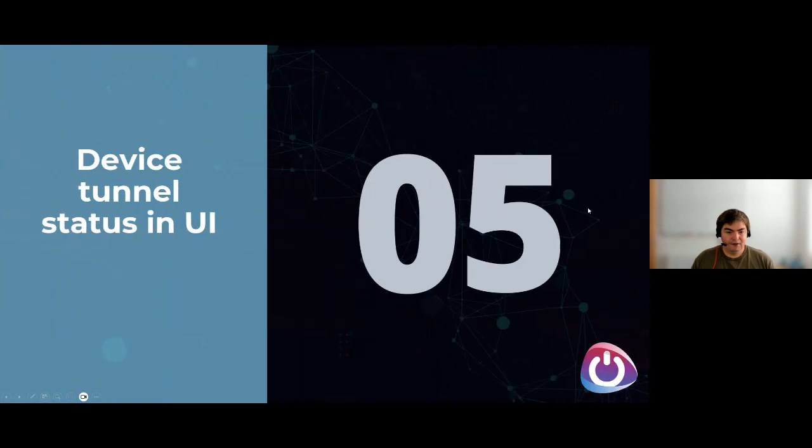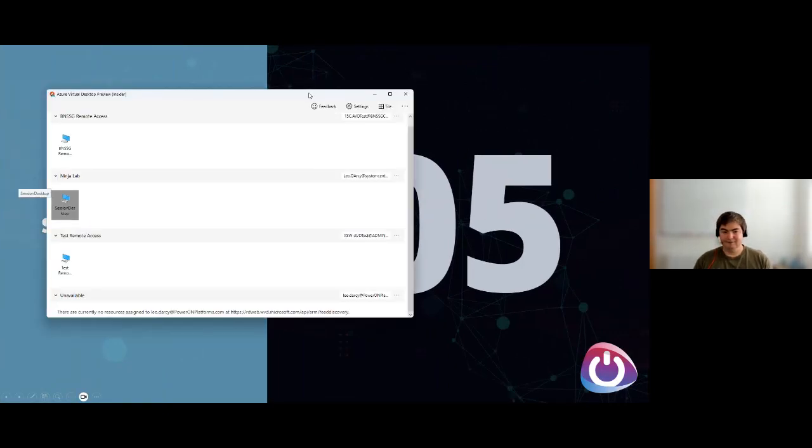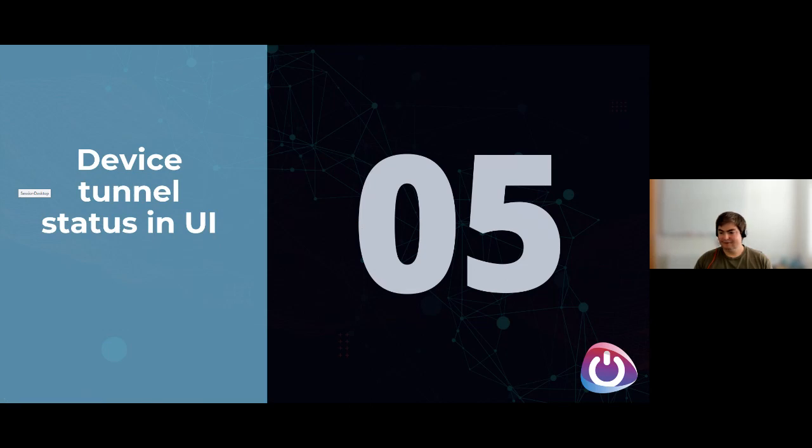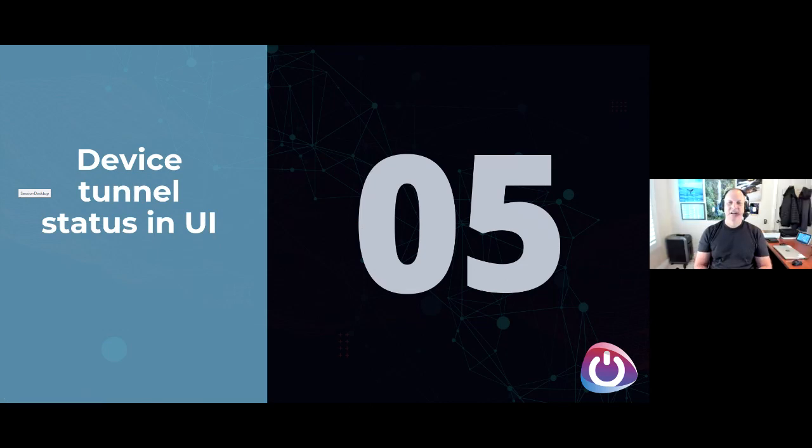And on to the final one, the device tunnel status in UI. Yes, this is a common question that we get. So the device tunnel, just as a bit of background information, Always On VPN is really designed to operate at the user level. When it was first introduced, there was no device tunnel. The only thing was the user tunnel.